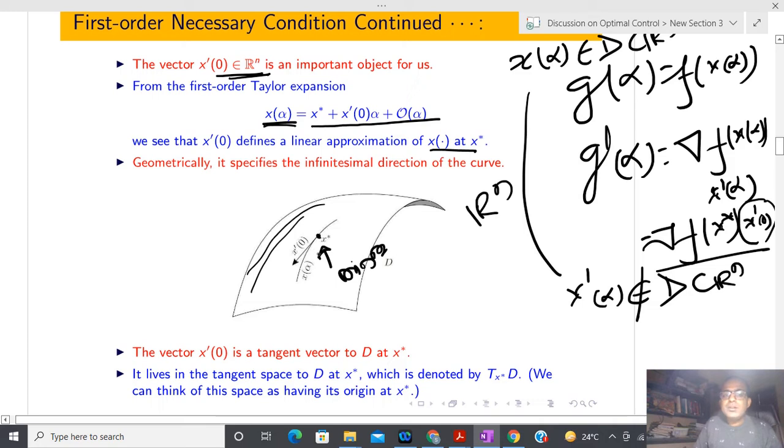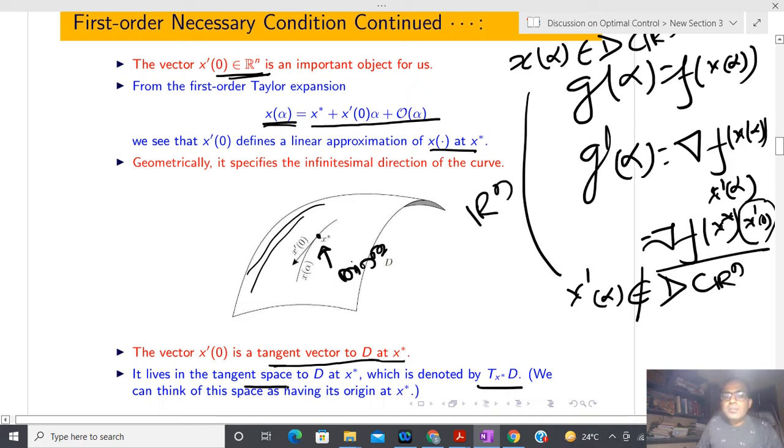Now if you do the first order approximation, x alpha I can interpret as the tangent at this particular point. So the vector x dash 0 is the tangent vector to D at x star. Does anyone have confusion on this? It lives in the tangent space to D at x star, which is denoted by T x star D.